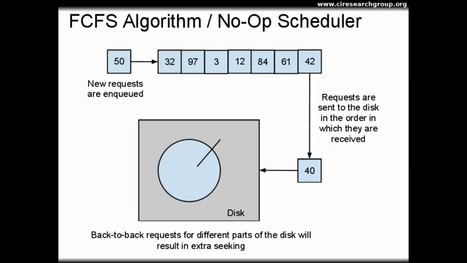The simplest scheduling algorithm would be the first come, first serve algorithm, which is implemented in Linux as the no-op scheduler. This algorithm is extremely straightforward. It simply consists of a FIFO queue into which new requests are added. The requests are removed from the queue in order, one by one, and these requests are sent to the disk for processing. Now, there's no reordering of the queue. This is a first come, first serve ordering. So back-to-back requests for different parts of the disk may cause the drive head to move back and forth across the platters, wasting quite a bit of time with seeks.